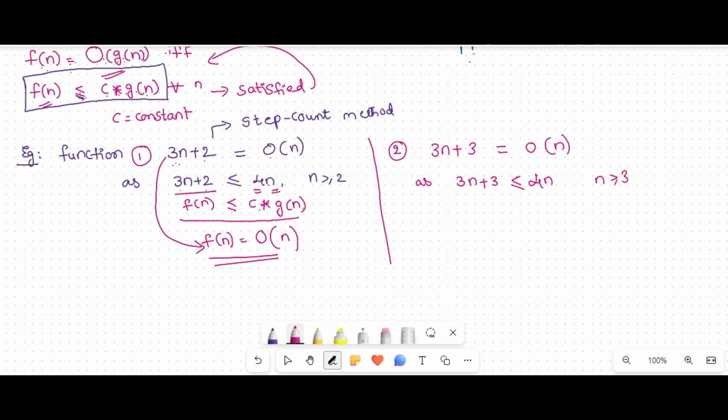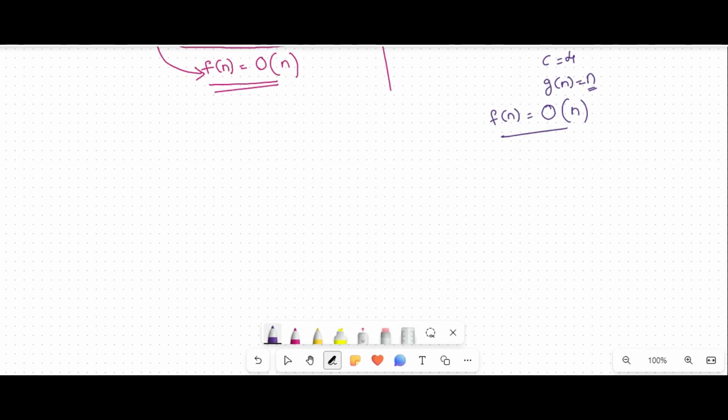So how can you say like this? Assume this is our f of n, and this is constant c into g of n, where c equals 4 and g of n is nothing but n. So we can say f of n equals big O of g of n. What is g of n? n. Like this, 3n plus 3 is big O of n. Take another example.